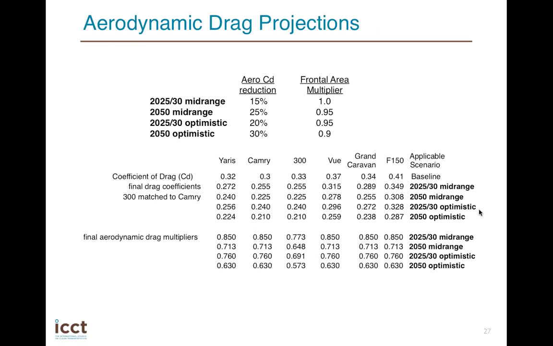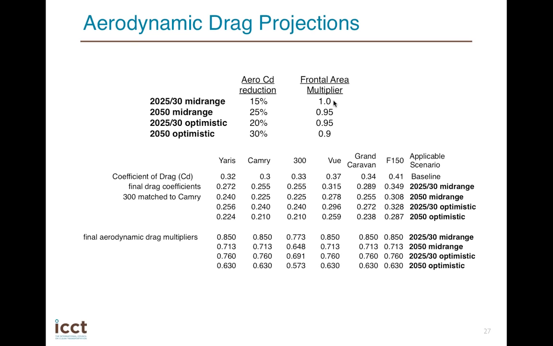Drag projections were done by assessing announcements from manufacturers, assessing research papers. And so there were two aspects of this. One is to look at the coefficient of drag reduction improvement. For the mid-range case, it was 15% in 2030, 25% in 2050. We also looked at frontal area reductions. This is cases in which, for example, the vehicle will decrease its ride height on the highway. And so for the 2050 mid-range and the 2030 optimistic, we assumed there'd be some reduction, and in the optimistic case, a 10% reduction.